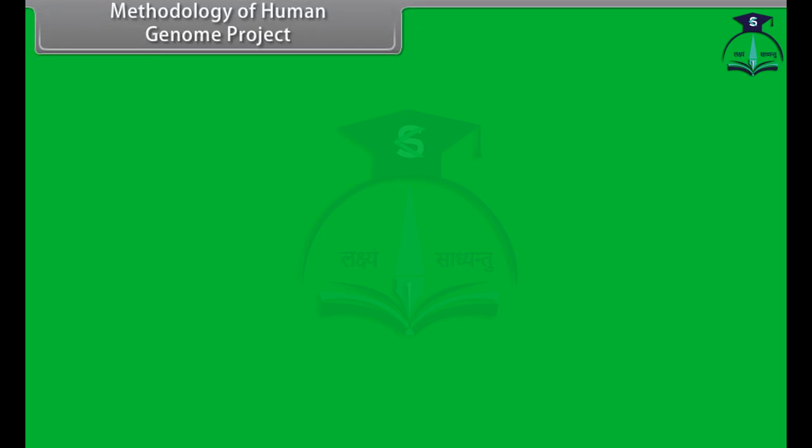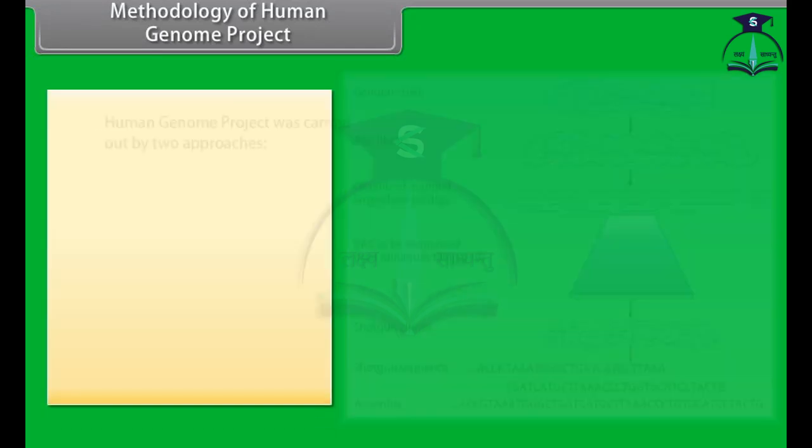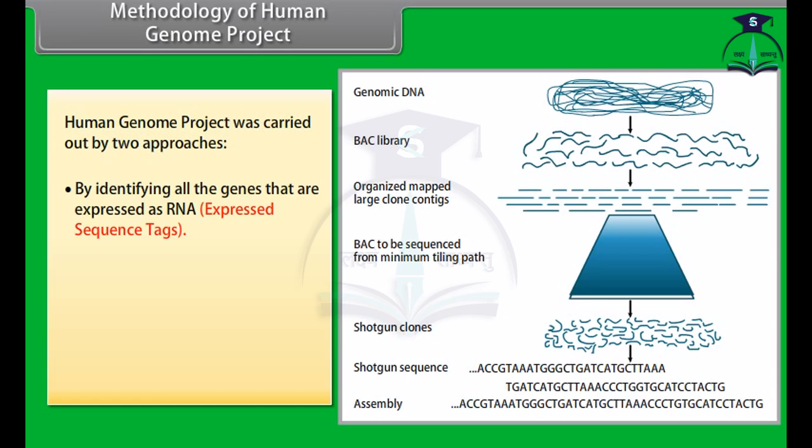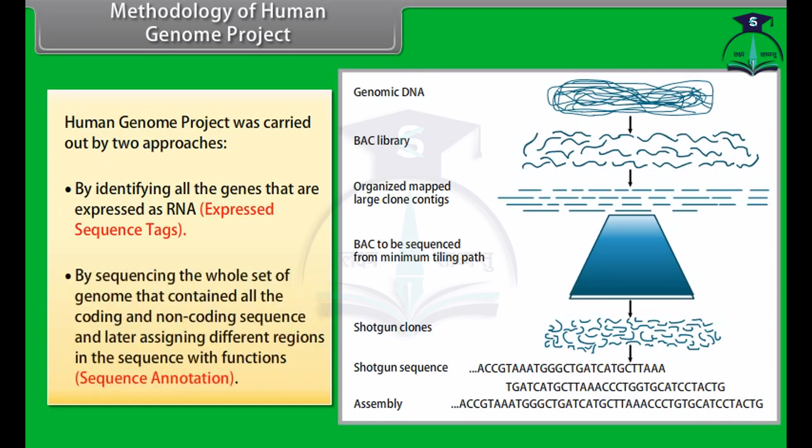Methodology of Human Genome Project. Human Genome Project was carried out by 2 approaches. By identifying all the genes that are expressed as RNA, expressed sequence tags, and by sequencing the whole set of genome that contained all the coding and non-coding sequence and later assigning different regions in the sequence with functions.